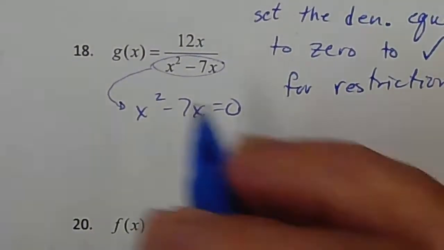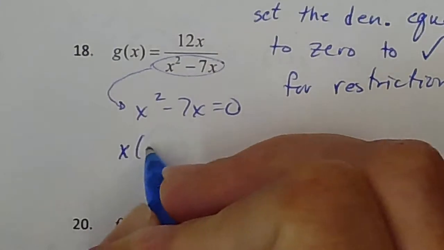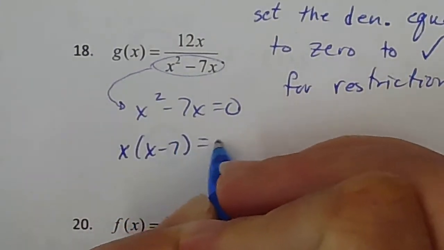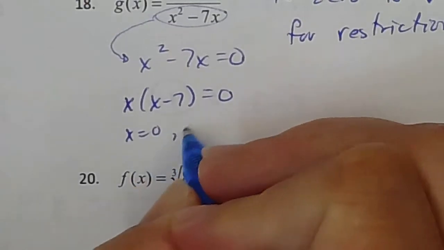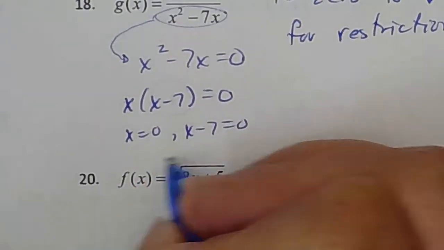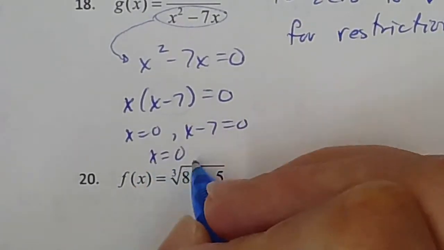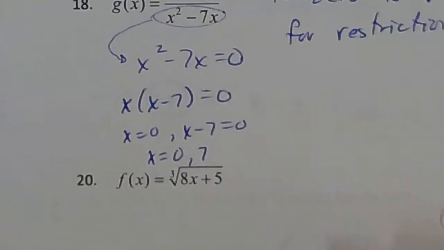Okay, now this is set equal to 0. We can factor out the x. Zero product law now. Set these both equal to 0 to solve them. And we get 0 and positive 7.